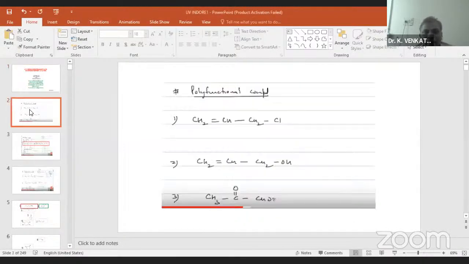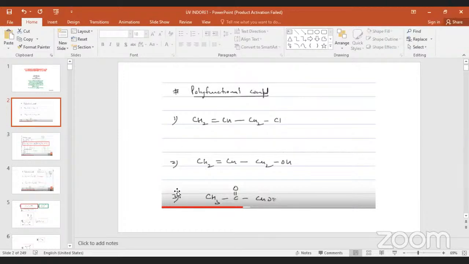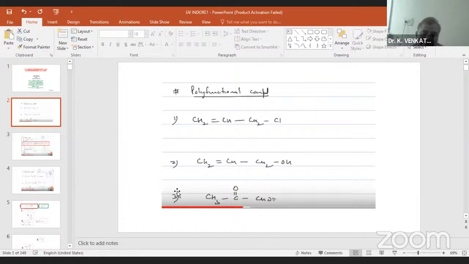So, dear faculty members, these three compounds are there: the 1, 2, 3. I want the IUPAC names. What is the name of the first compound, the second, and the third? So what is the IUPAC name of these three compounds?